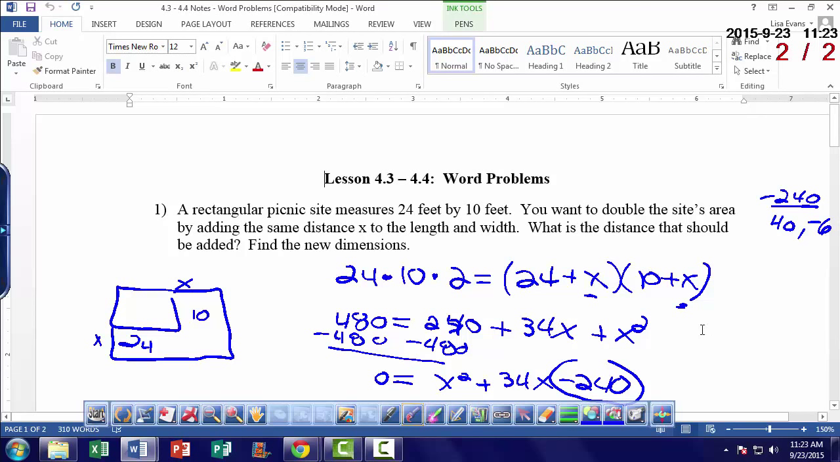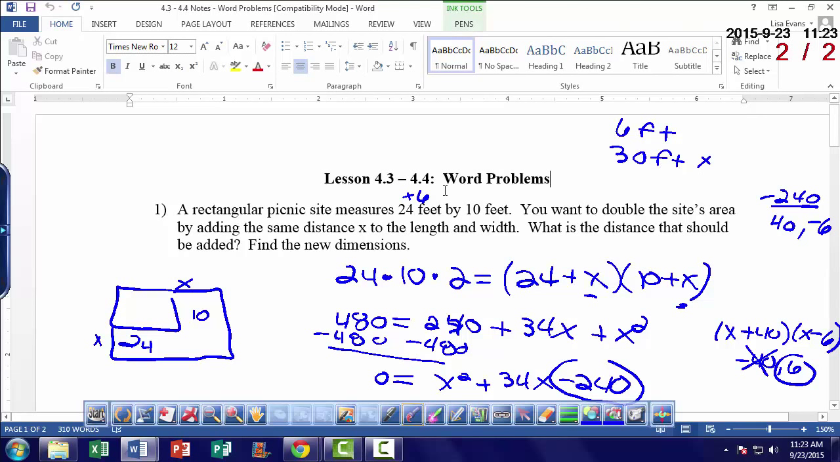I'm going to go ahead and put those in parentheses. So I get x plus 40, x minus 6. When I set those parentheses equal to 0, I get negative 40 and positive 6. We can't have a negative distance added, so we're adding 6 feet on. So we have two questions we need to answer. We're adding 6 feet, and the new dimensions are going to be 24 plus 6, which is 30 feet, by 10 plus 6, which is 16 feet.